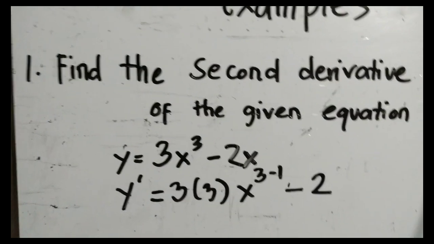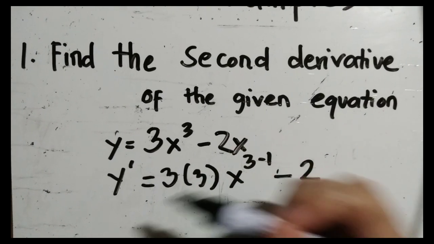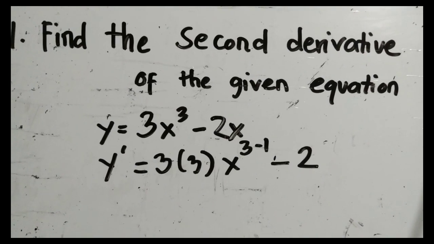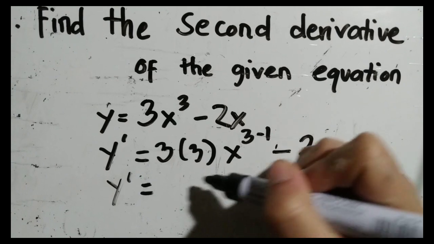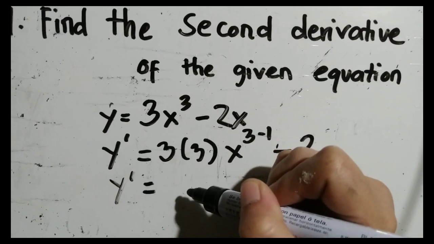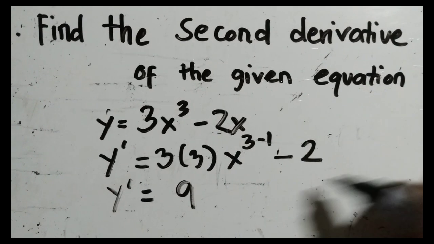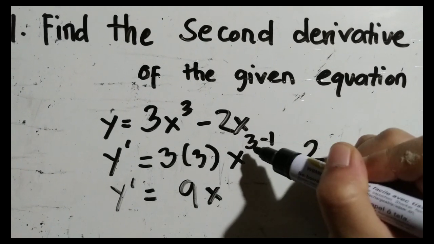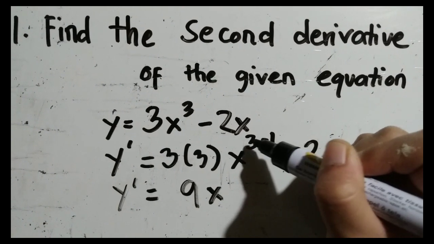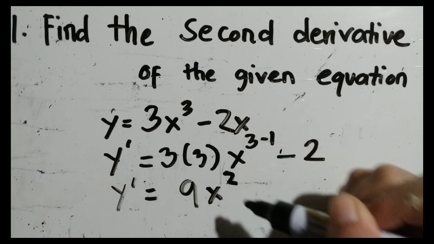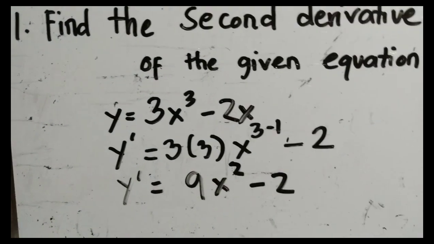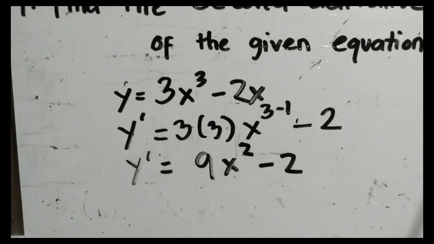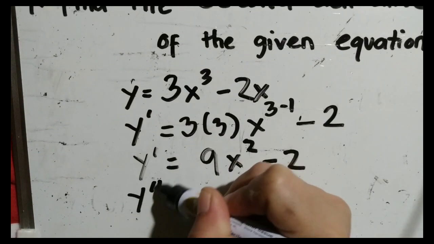2. Okay, so now we're going to simplify this. We have 3 times 3, that would be 9. Then copy the x, and the exponent, 3 minus 1, that would be 2. So 9x squared minus 2. That is the first derivative.